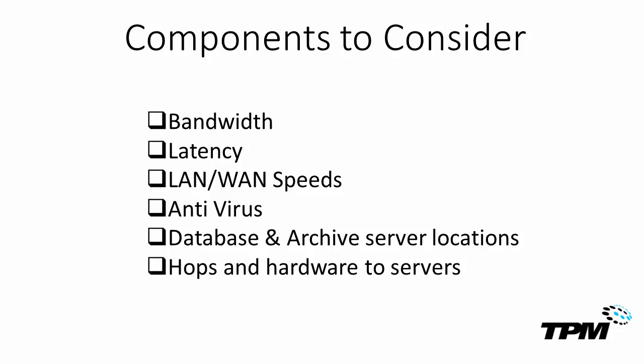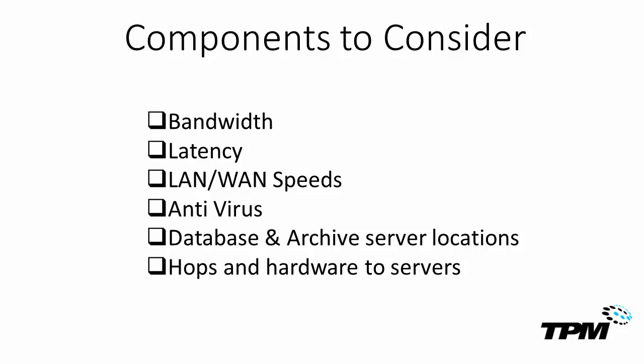Latency, however, is something we look at. The round trip time it takes for this data to go to the servers and back, that's important. Local LAN and wide area network speeds are also important. We need to look internally before you're leaving your plant or your building. What kind of speeds are we receiving there?